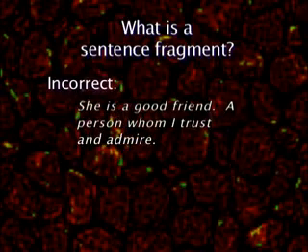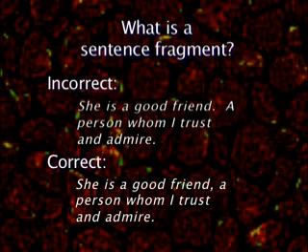The clause, "a person whom I trust and admire," is a fragment. It can't stand alone as a sentence. To repair the sentence, we link the fragment to the preceding clause with a comma. Now it's a complete sentence.